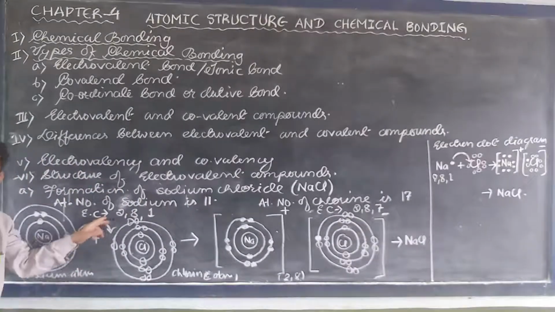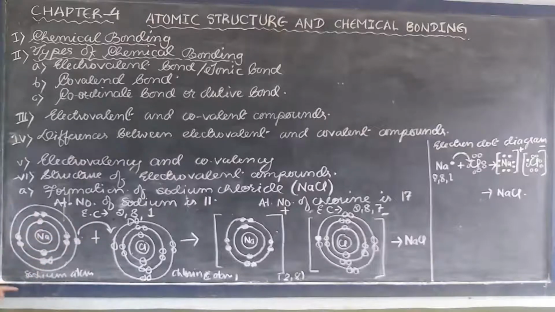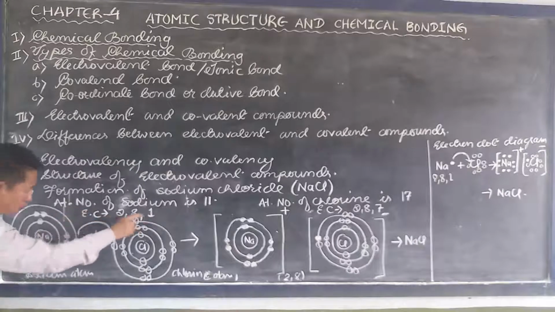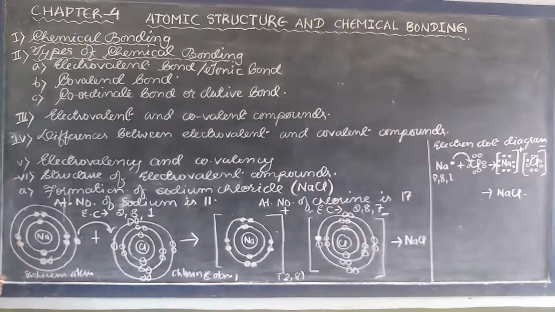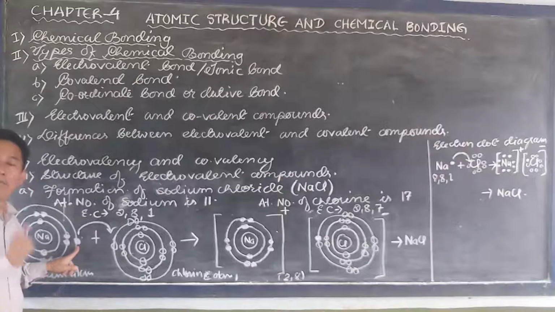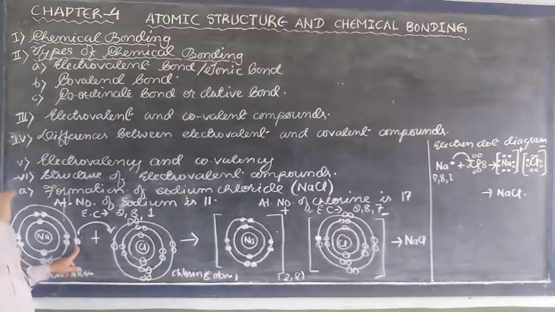So I have drawn here the atomic structure of the sodium atom. This is the nucleus. First cell 2 electrons. Second cell 8 electrons: 1, 2, 3, 4, 5, 6, 7, 8. Outermost cell has 1 electron. So sodium is a metal. Metallic atoms have 1, 2 or 3 valence electrons. Valence electrons means electrons present in the outermost cell.